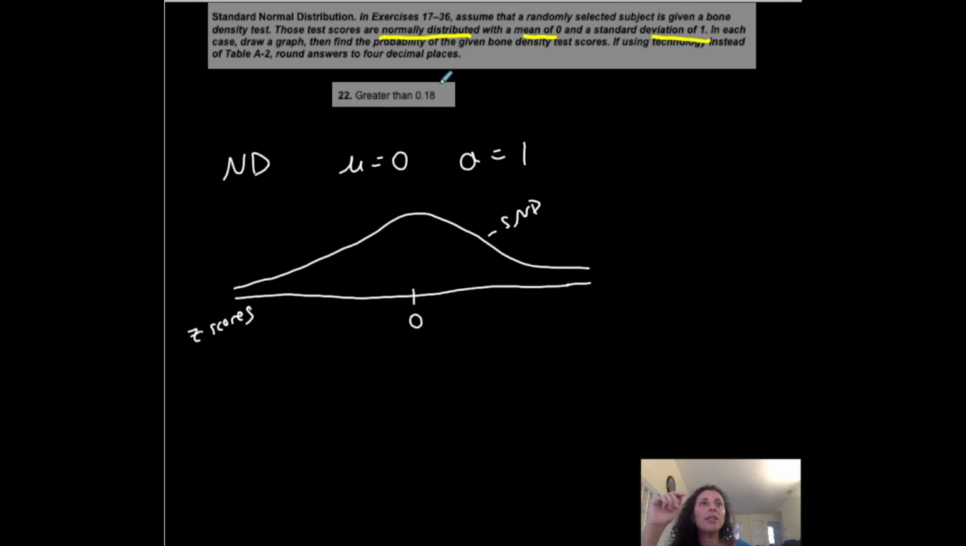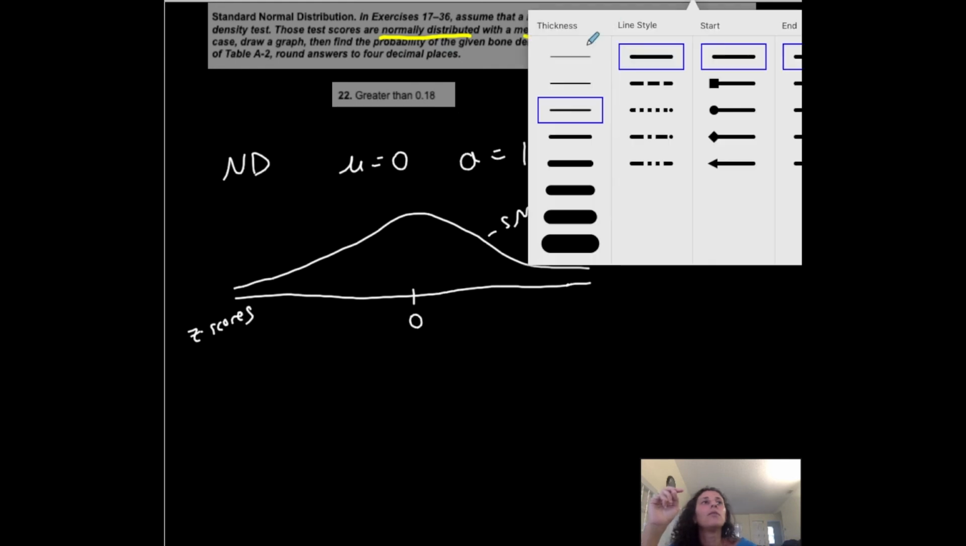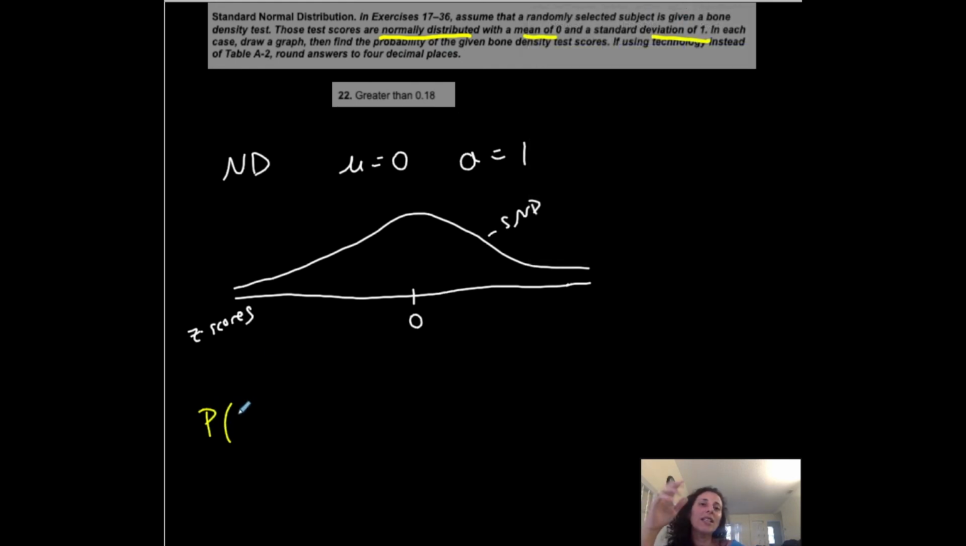Give the probability of this randomly selected bone density score being greater than 0.18. Find the probability that I randomly select a bone density score and it is greater than 0.18. Well, where is 0.18 located? Here's 0. 0.18 is more than 0, right? This is a z-score, so I'm over here approximately, because I'm on a standard normal distribution curve. And I want to be greater than that.